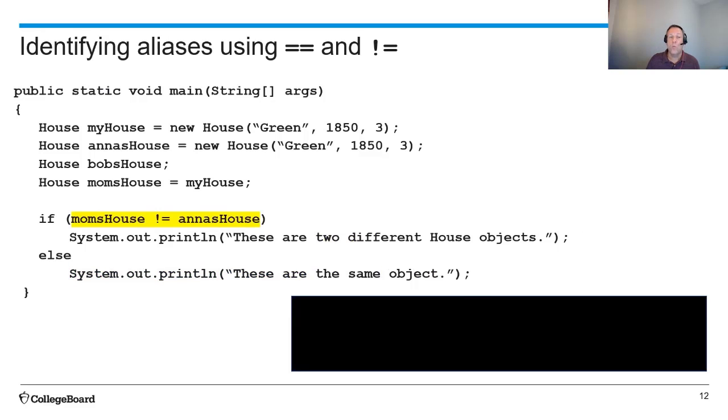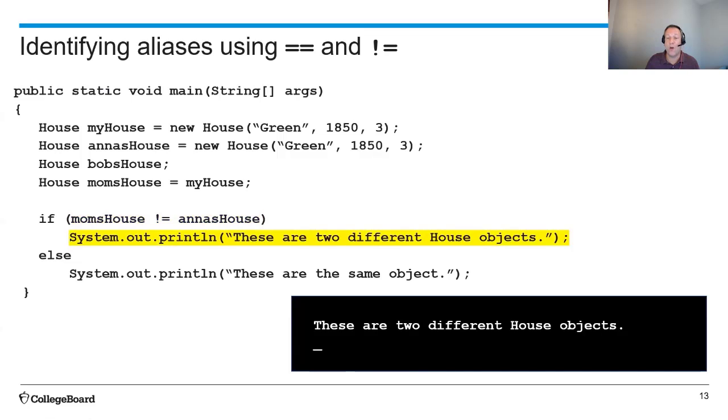Likewise, what if I use the not equal sign, and I say is it true that momsHouse does not equal annasHouse? Well, what is momsHouse? momsHouse is just another name for myHouse, and they are not the same object as annasHouse. They're two different objects. So this will print out that these are two different house objects. They're not aliases. momsHouse and annasHouse refer to two different house objects.